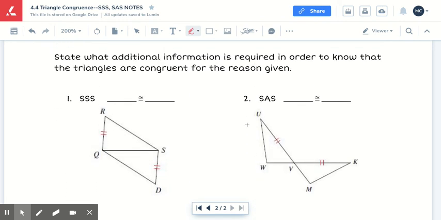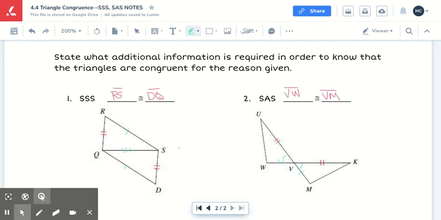Okay, for these last two, the directions change. They say, state what additional information is required in order to know that the triangles are congruent for the reason given. Okay, welcome back. On the first pair of triangles, in order to use the side, side, side congruence postulate, we would need to know also that line segment RS is congruent to line segment DQ. So the two that are on the outside here. They don't have to tell us explicitly that QS is congruent to itself because of the reflexive property. Anything is congruent to itself.